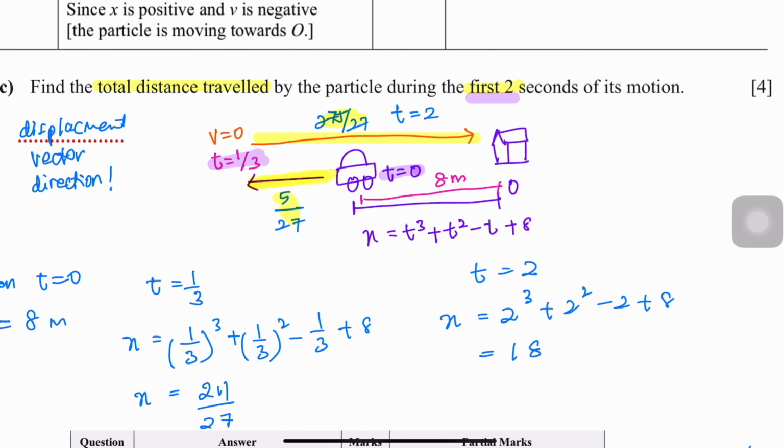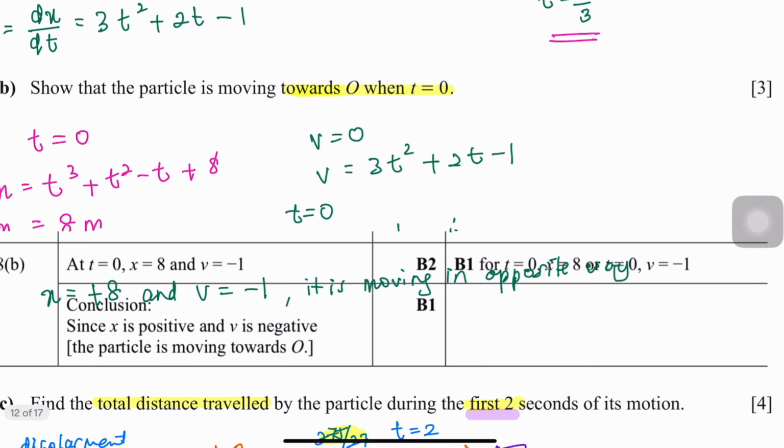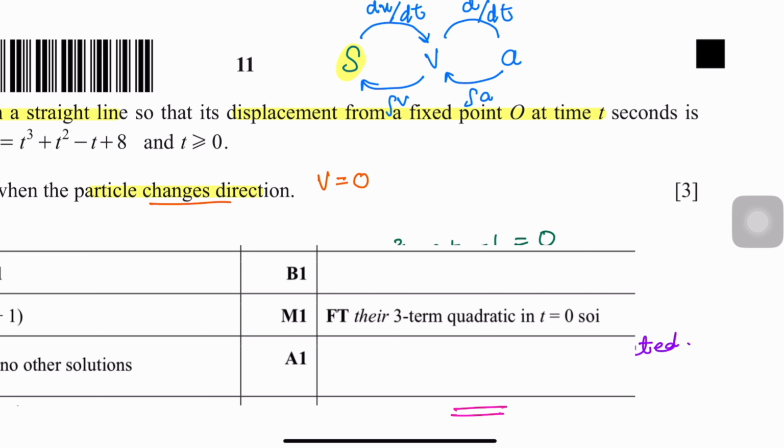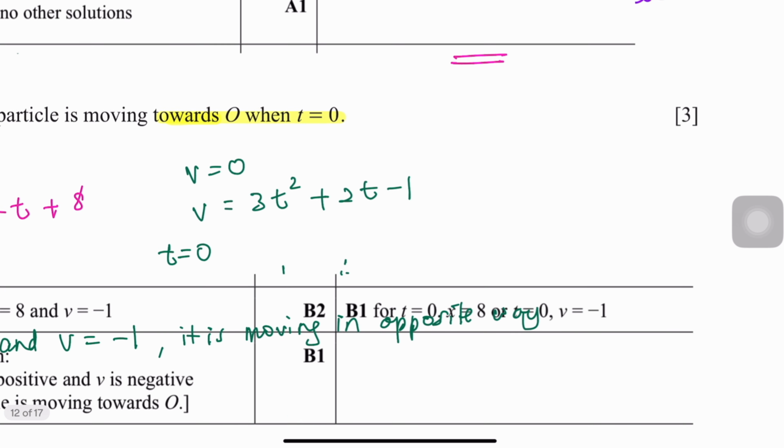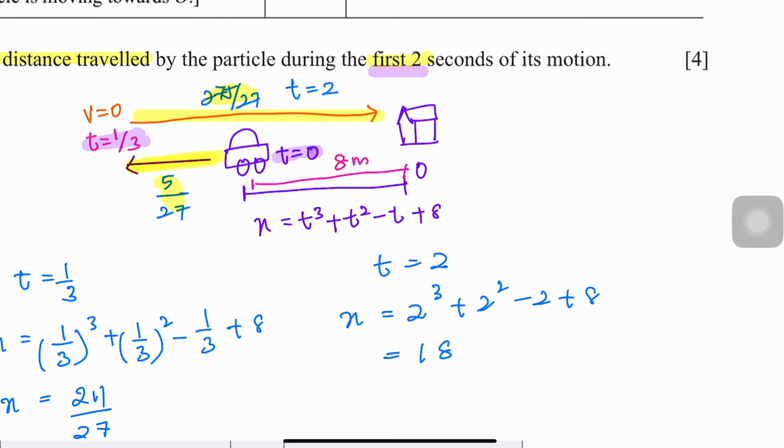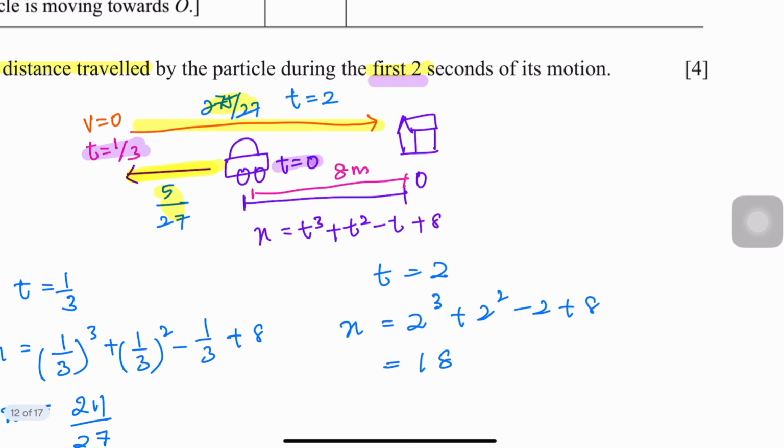In this question, you need to know how to get from displacement to velocity. And what does change direction mean? It means that velocity is going to be equal to 0, and distance is not the same as displacement. For a distance, you always need to add the absolute path. For example, even though it goes back and the direction is negative, we do not include the negative sign because it's a distance.